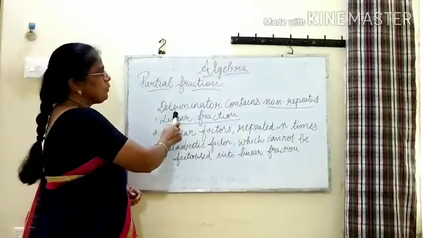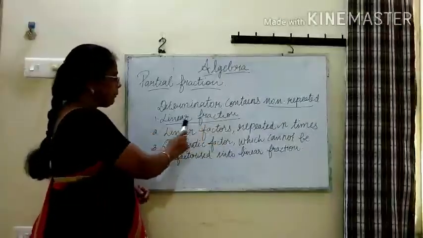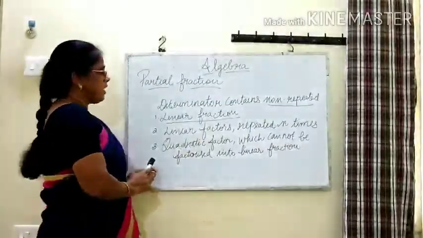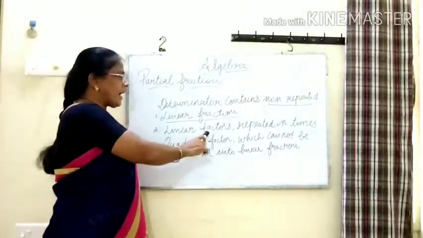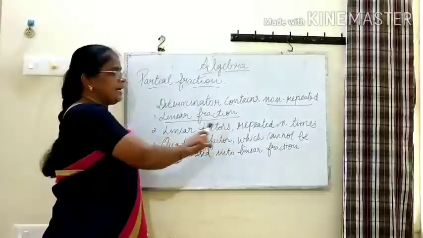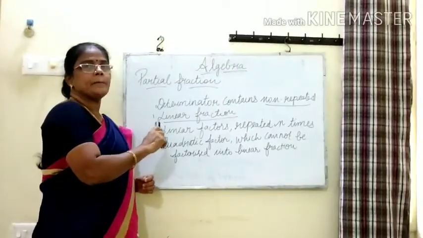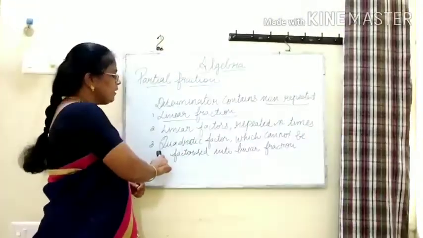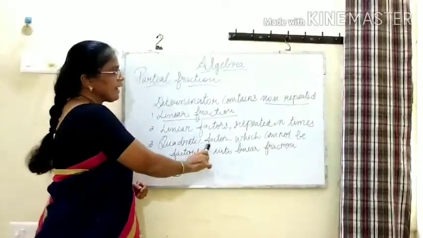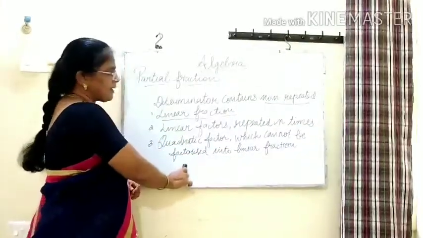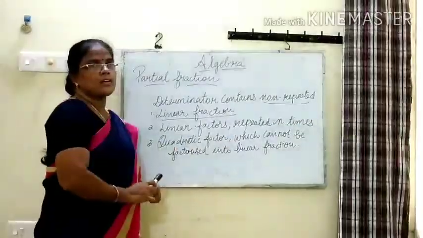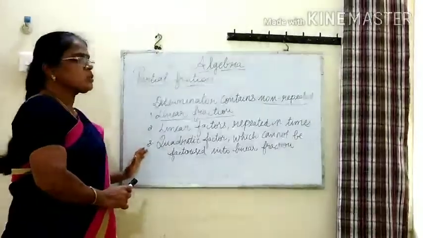The first one is the determination containing non-repeated linear factors. The next one is linear factors repeated n times, for example, x plus 2 whole square, which is repeated 2 times. Then quadratic factors which cannot be factorized into linear factors. These three things we have to see today.